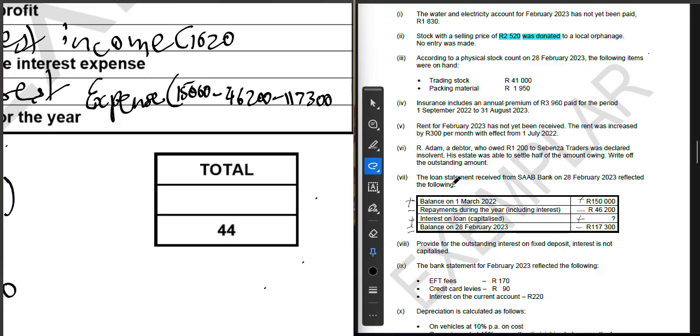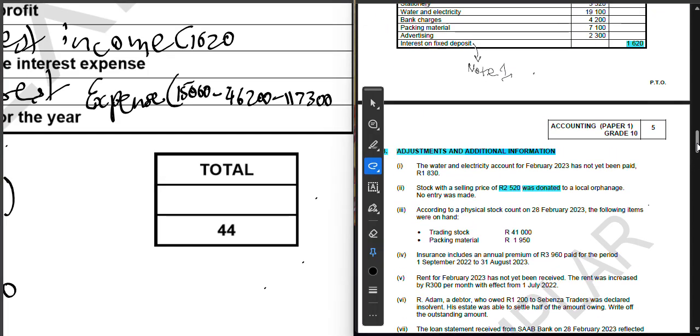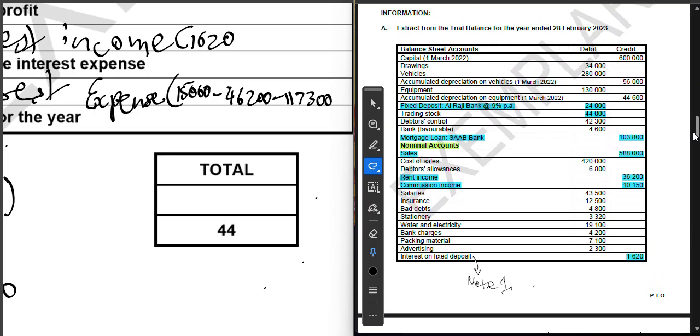The next transaction here says that we need to provide for the outstanding interest on fixed deposit. Interest is not capitalized. So let's go up. Do you see fixed deposit there, up there? How much does it say fixed deposit is? It says that it's 9% per annum. Do you see that, ladies and gentlemen? And you see here that interest on fixed deposit is 1,600.